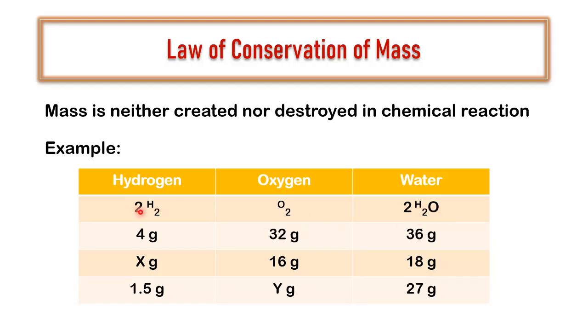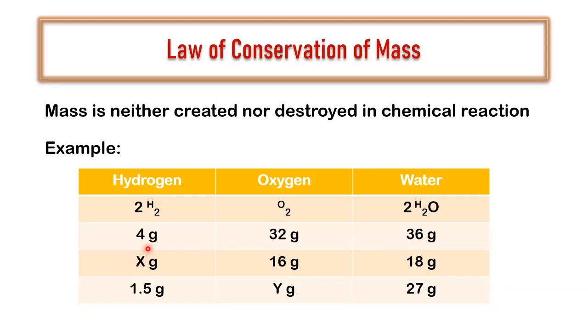When I say 2H2, the mass corresponding to 2H2 is 4 gram. So 4 gram of hydrogen reacts with 32 gram of oxygen, giving you 36 gram of water. So as per the law of conservation of mass, mass is neither created nor destroyed. If you see, 4 gram plus 32 gram gives you 36 gram. So there is no loss of mass anywhere.